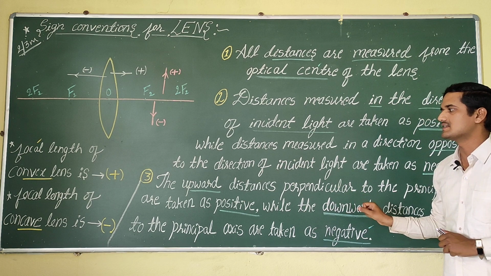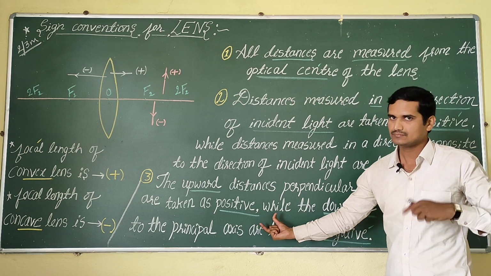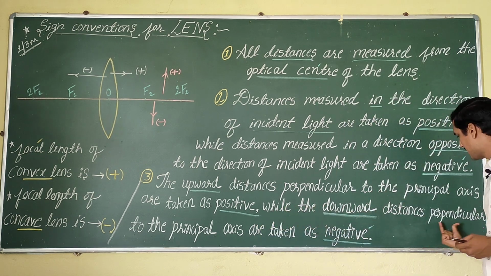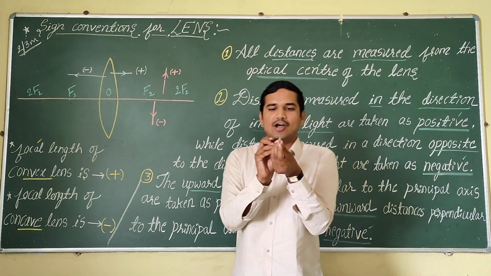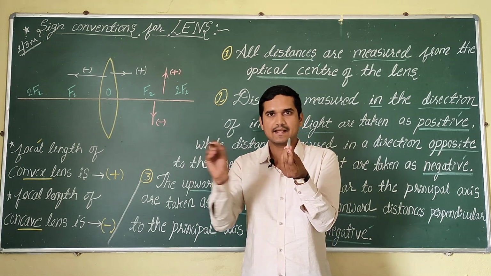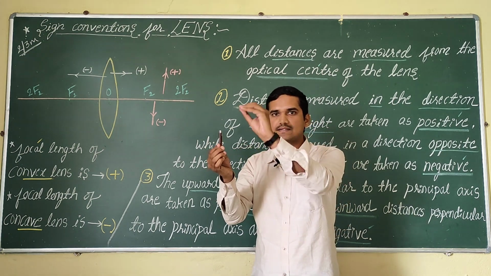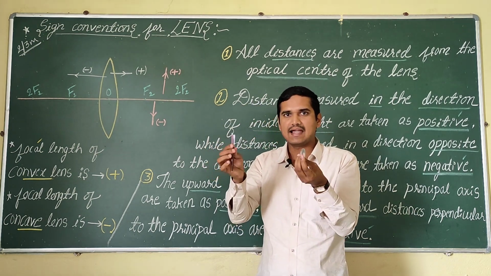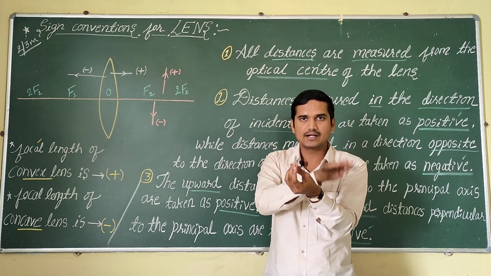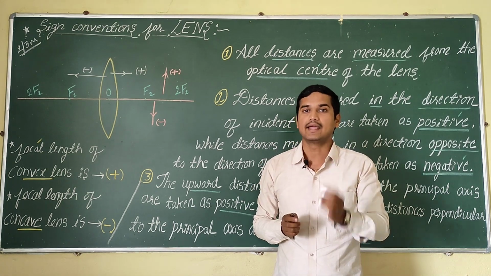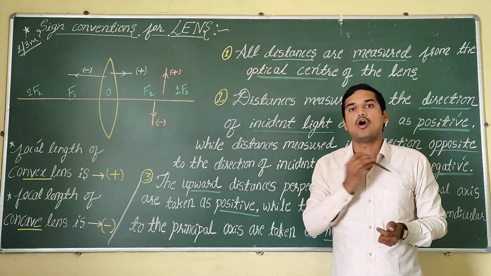The third sign convention says that the upward distances perpendicular to the principal axis are taken as positive, while the downward distances perpendicular to the principal axis are taken as negative. Imagine the optical center is here and the principal axis is here. The upward distances above this principal axis should be taken as positive. And as usual, the downward distances, suppose the image formation is going to take place in this location, should be taken as negative. These are the three important sign conventions applicable for all types of lenses.